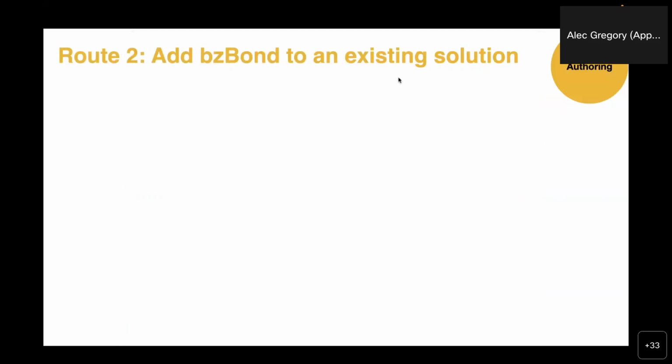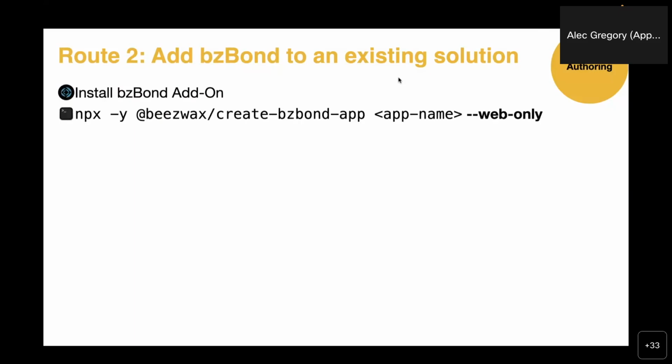The second route in, and this is probably going to be a more common one, is if you want to add an integration to an existing solution, like you've got a big solution and you're adding a web integration. Certainly that's much more common than being able to start fresh. So to do that, you would install the bzBond add-on into your FileMaker or Claris file. And then rather than running the full command, you would run the command with the web-only flag. So the web-only flag essentially does not create a FileMaker file, does not open a FileMaker file.